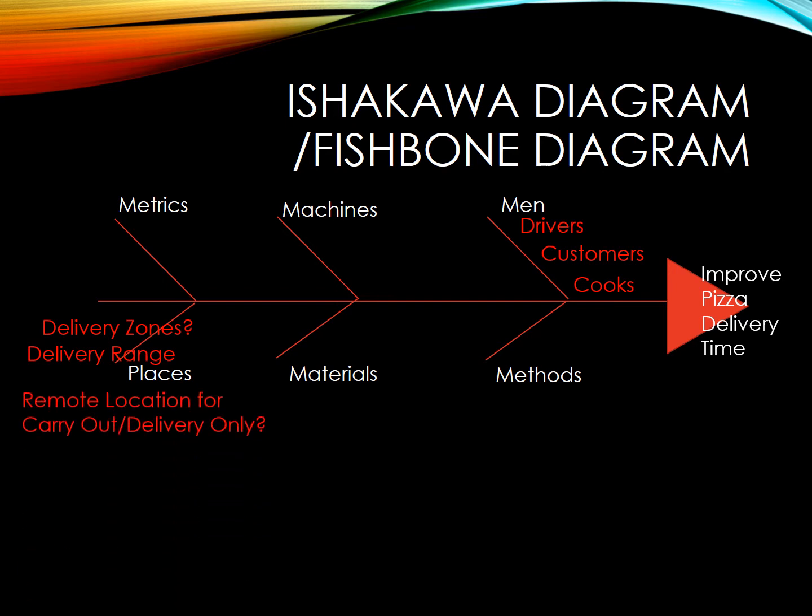Do we need a remote location somewhere in maybe a busy area where we know we'll have a lot of deliveries? Something like that. Again, we're just brainstorming on ideas. We get up here to metrics. This is a really important one.